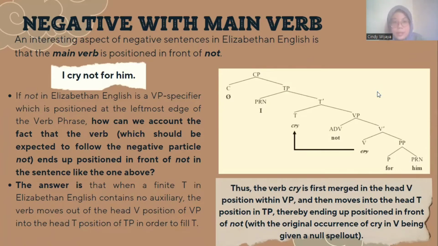So the answer is that when a finite T in Elizabethan English contains no auxiliary, the verb moves out of the head V position of VP into the head T position of TP in order to fill the T. So thus, the verb cry is first merged in the head V position within VP and then moves into the head T position in TP, thereby ending up positioned in front of not, with the original occurrence of cry in V being given a null spell-out.